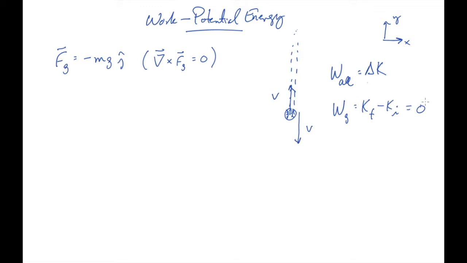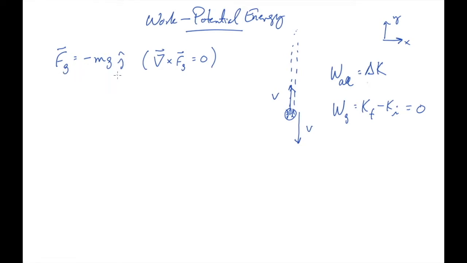It's important to notice that what this work and energy approach is telling us about is speed, not velocity. The ball has a different velocity at the beginning versus the end. Here it's moving up, here it's moving down. But the work and energy is telling us only about speed. The ball has the same speed here as it has here, and that's why this work done by gravity is zero.